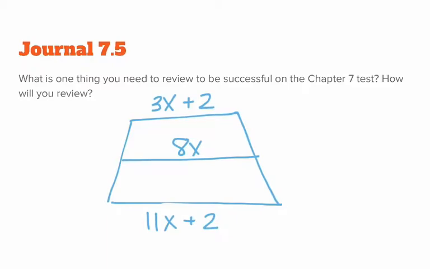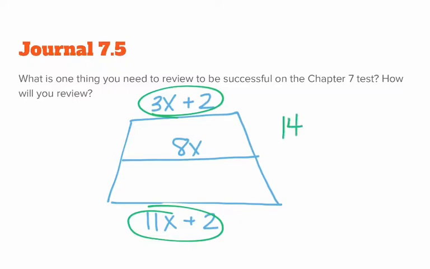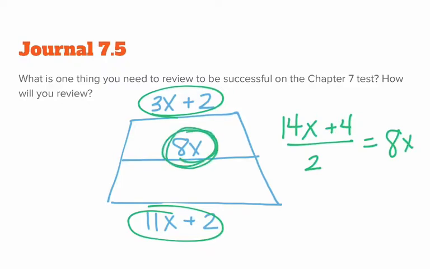Well, I still have to take the average. So averaging the top and the bottom, which would be 3x plus 2, plus 11x plus 2. I'm going to go ahead and combine those. 3x and 11x is 14x. 2 plus 2 is 4. Well, I want the average, so dividing by 2 is equal to 8x, that midpoint. This is my average.